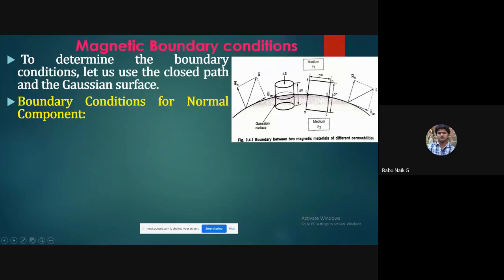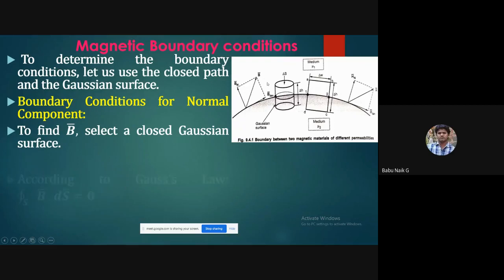The total height of the cylinder is delta H, and the surface area is delta S. It is half in medium 1 and half in medium 2. With this, we need to calculate the magnetic flux density B bar, applying Gauss law to this cylindrical shape, which is the closed surface integral of B bar dot ds equal to 0.